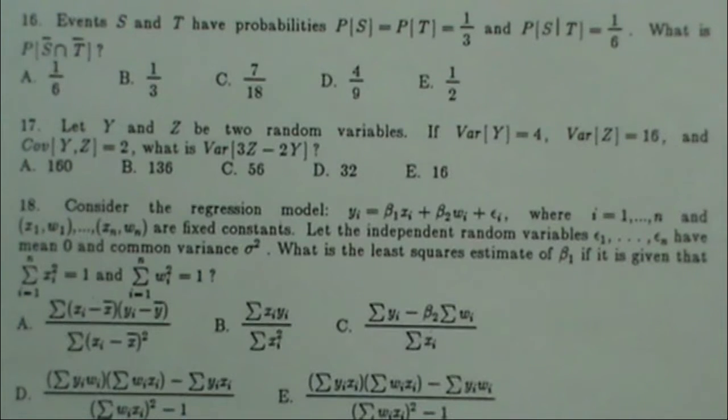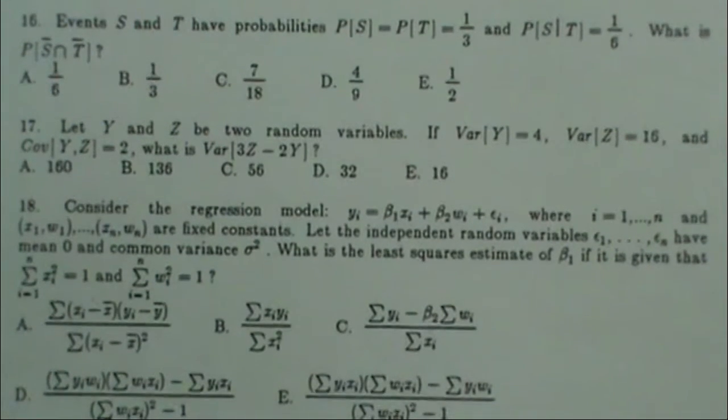Problem 17, let y and z be two random variables. If the variance of y is 4, the variance of z is 16, and the covariance of y and z is equal to 2, what is the variance of 3z minus 2y?